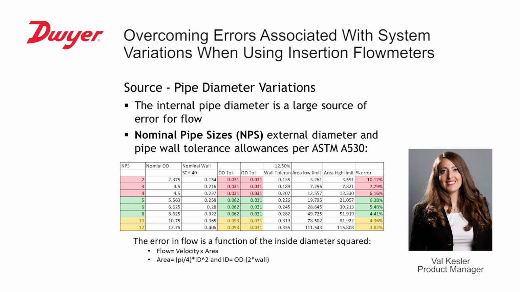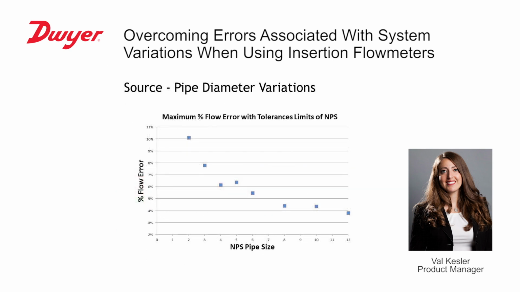Since the error in the flow is an equation of the inside diameter squared, you can see on this graph that I have depicted here that a 2-inch pipe size can have as high as a 10% flow error, and obviously it's a little more exaggerated on the low end, up to 4% in a 12-inch pipe.